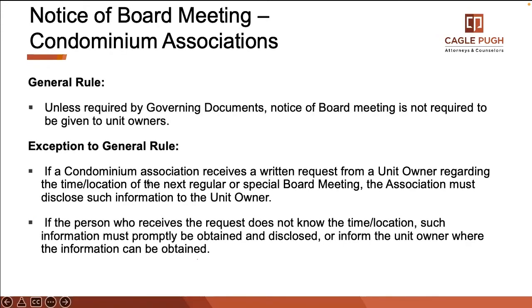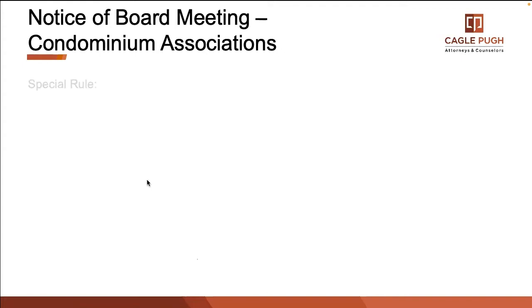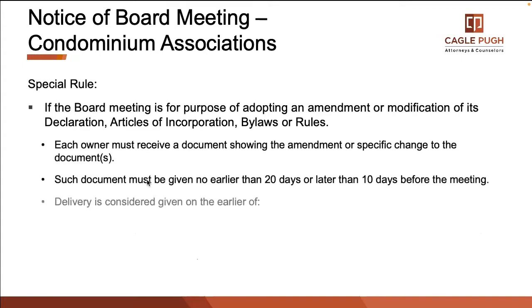Now, in condo associations, unless it's required by the governing documents, notice of board meeting is not required to be given to unit owners. There's exceptions to this. If the association receives a written request from an owner to know about when the next meeting is, you're supposed to tell them. If you don't know when the meeting is going to be after you receive the request, once the meeting is set, you have to tell them. There's a couple other exceptions to this that we will talk about now as well.